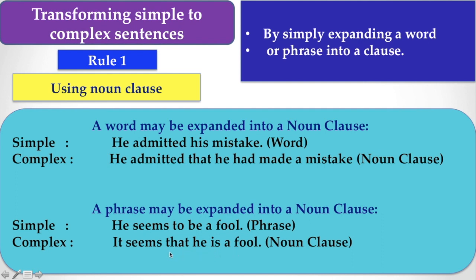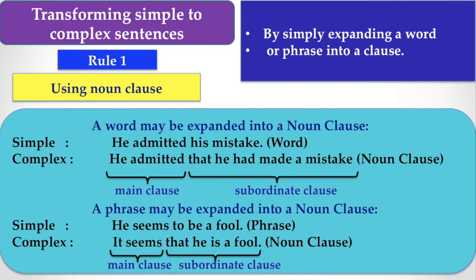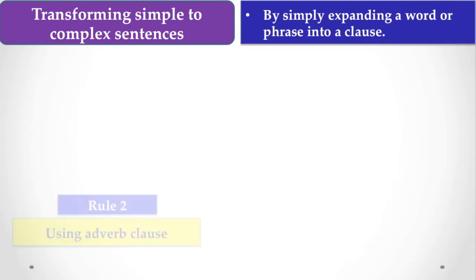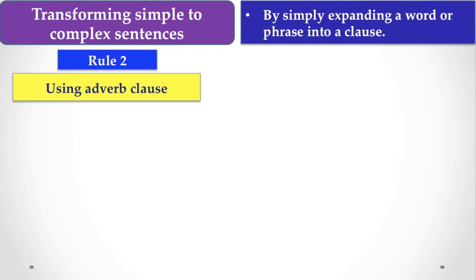In the predicate part, or you can say the complement part, because if we consider this sentence, it is the subject, and from seems this is the predicate part, and in the predicate part you find the verb, and after the verb we find this noun clause. The phrase is converted into a clause to make the sentence a complex one. Here you may find the main clause and subordinate clause, as is typical for a complex sentence.